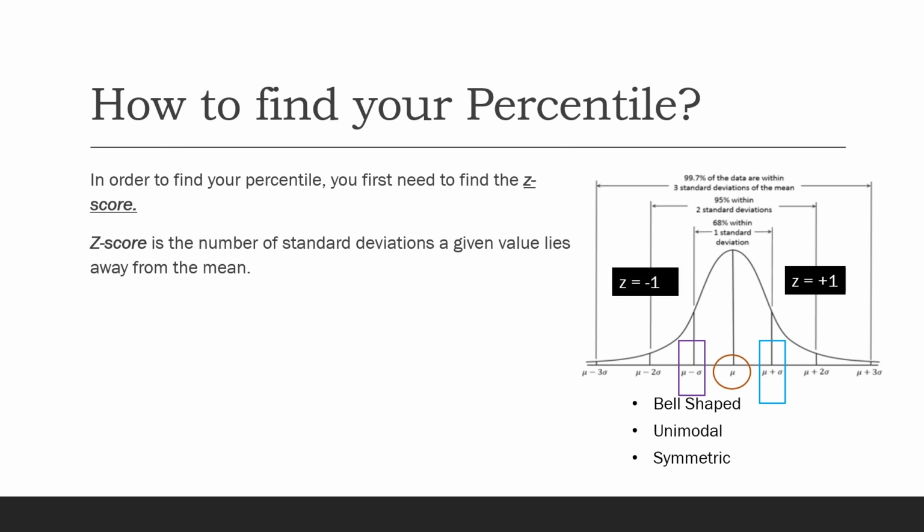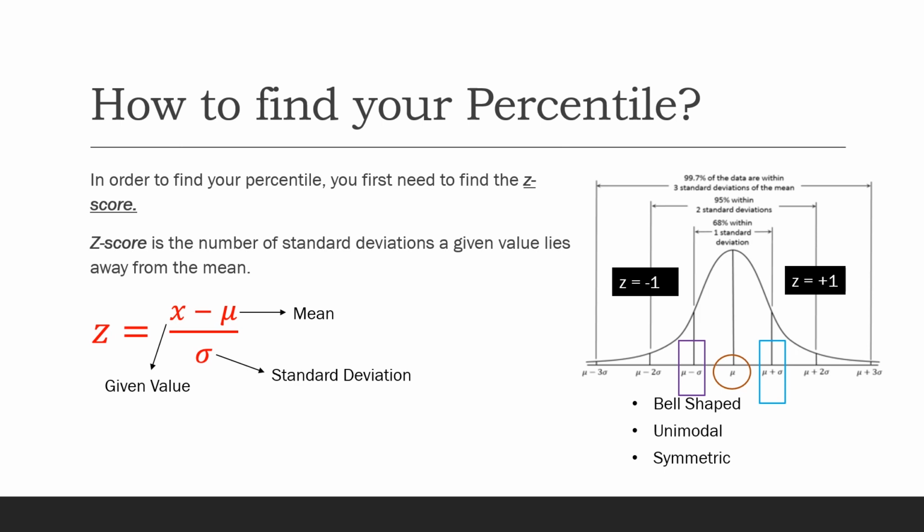An easy way to remember the positives and negatives of z-score is to find where the data lies relative to the mean. If the data lies to the right of the mean, then it has a positive z-score, and if it lies to the left, it has a negative z-score. The z-score can also be represented by the mathematical formula shown in red. In this case, x represents our given value, mu is the mean, and sigma is the standard deviation.